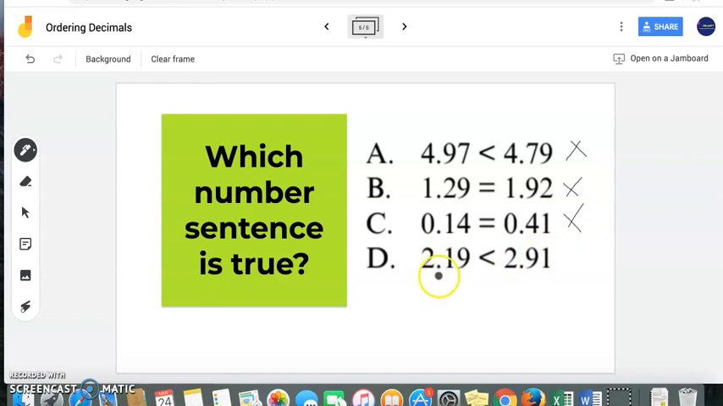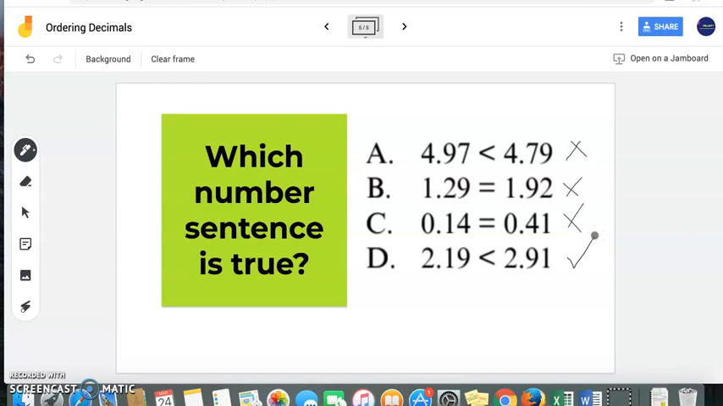Now let's just confirm that this is correct. We have 2 and 19 hundredths is less than 2 and 91 hundredths. Again, start with my ones place. We see a 2 and a 2. Now I'm going to move to my tenths. We have 1 tenth and 9 tenths. 1 tenth is less than 9 tenths, so 2 and 19 hundredths is less than 2 and 91 hundredths. We do see that there's a less than symbol here, representing that this number sentence is correct.